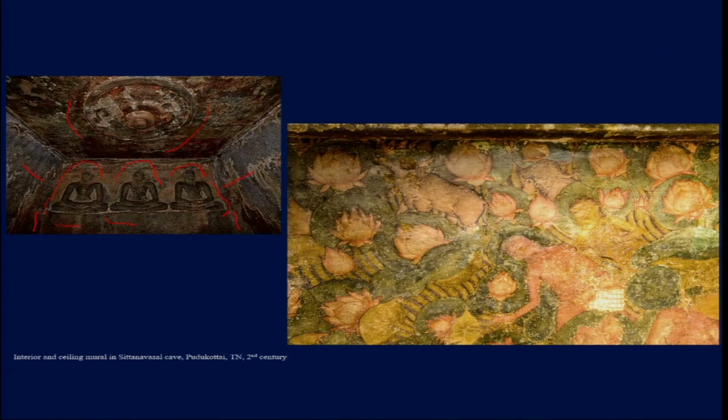And one of the images that we find on the ceiling is here, where there are some Jaina monks collecting lotuses from a lotus lake. In this one, we find a tremendous amount of blend between naturalism as well as something that goes beyond naturalism.